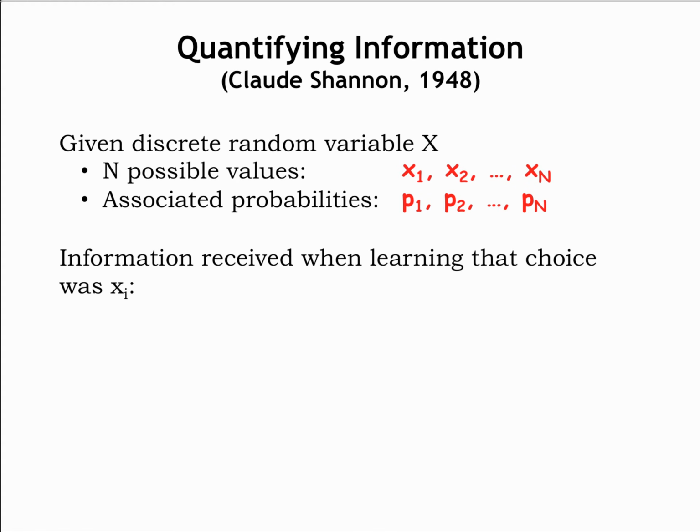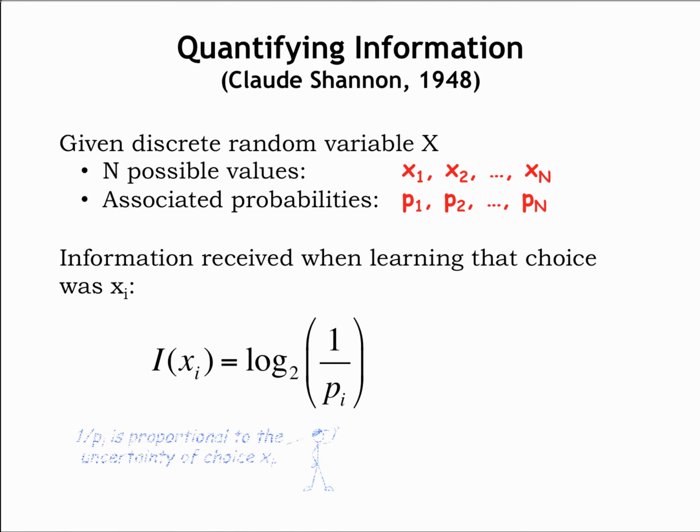Claude Shannon, in his seminal work on the theory of information, defined the information received when learning that x had taken on the value x sub I as the log base 2 of 1 over p sub I. Note that the uncertainty of a choice is inversely proportional to its probability, so the term inside of the log is basically the uncertainty of that particular choice.